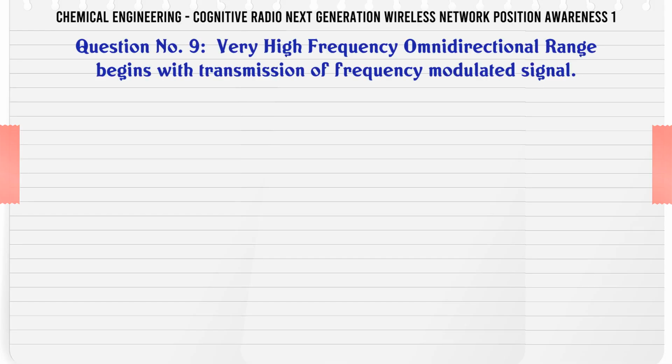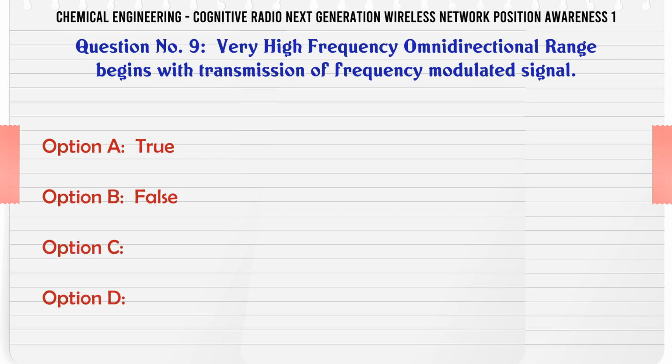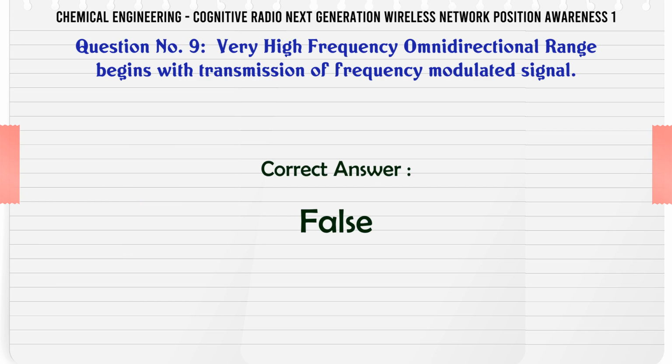Very High Frequency Omnidirectional Range begins with transmission of frequency modulated signal. A. True. B. False. The correct answer is false.